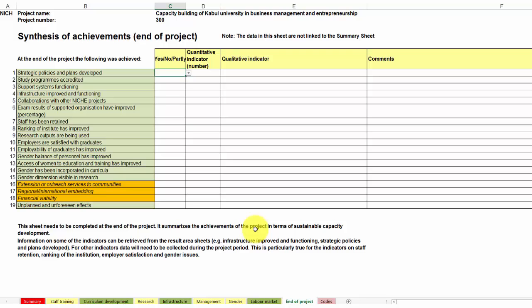For this presentation, we are using the latest version of the Achievement Annex. If your Achievement Annex looks different, you're using an earlier version. Please note some of the sheets have been renamed. Let's go back now to see the underlying sheets.